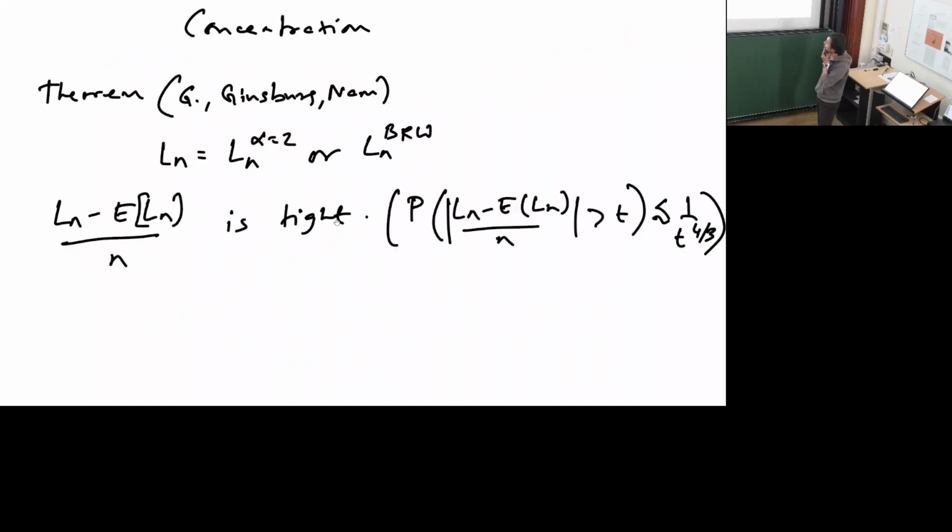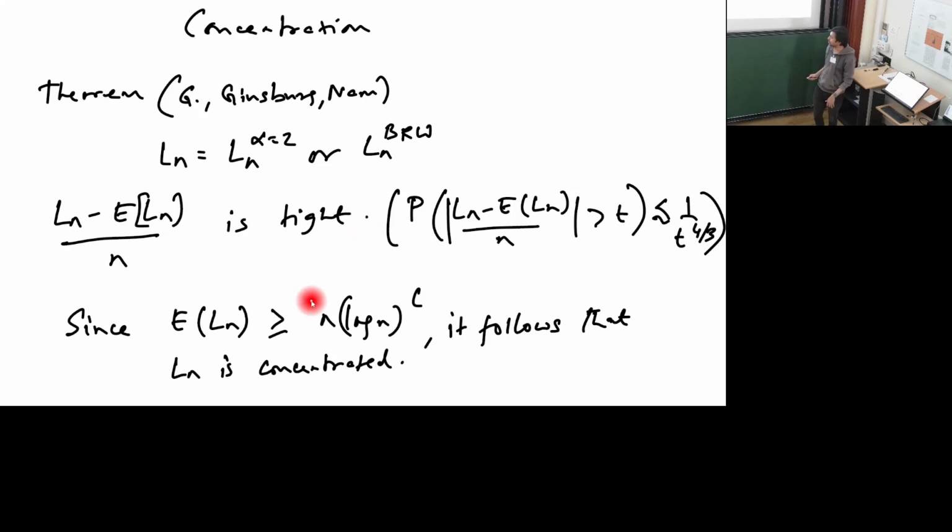And some concentration results. If you look at the passage time minus its expectation and divide by n, then it turns out to be tight in both the models. This does not quite claim that this is the right order of fluctuation. It just says that the fluctuation is no more than n. Because we already proved that the typical behavior is n times polylog, either at least n times log n to the 3/4 or n times root log n, if you prove an upper bound of n on the fluctuation, that already proves that it's concentrated.